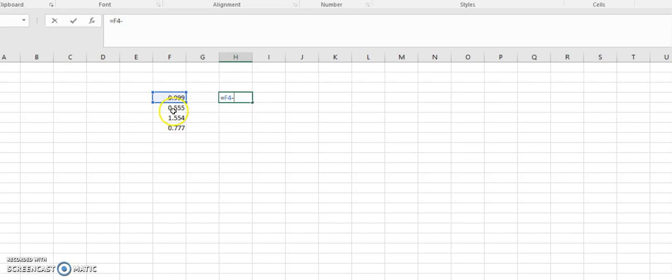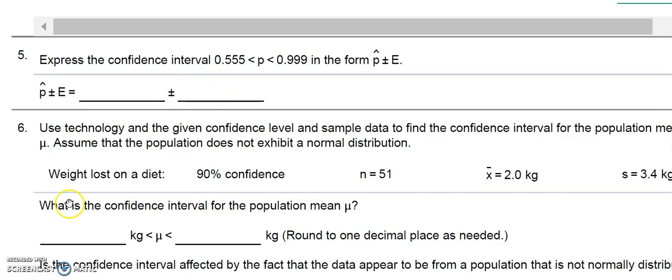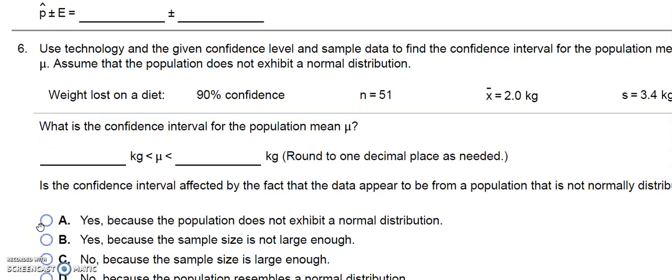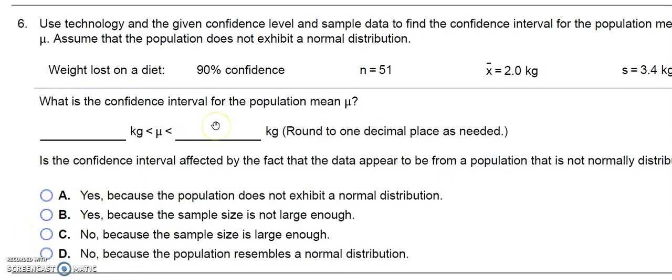This minus that, and then take half of that. So 0.222 goes right there. Okay, so number 6. This is actually pretty much the same as one of the previous problems we did.